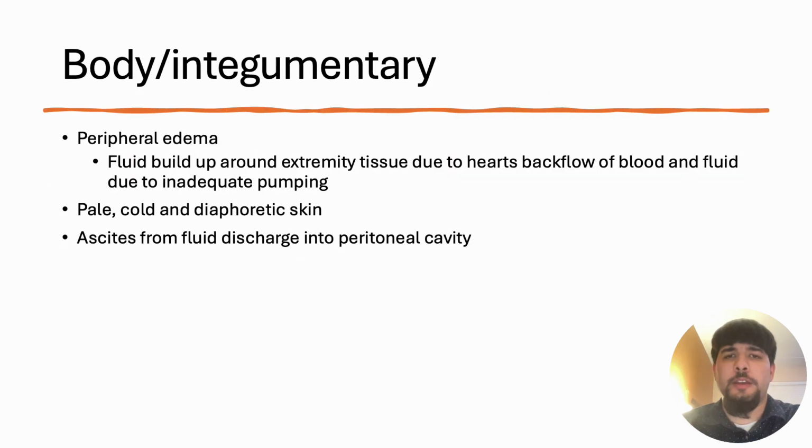Now we're going to look at the body and the effect CHF has on the integumentary system. It causes that peripheral edema, fluid buildup around extremity tissue due to the heart's backflow of blood and fluid due to inadequate pumping. It can also cause pale, cold, and diaphoretic skin, and also it can cause ascites from the fluid discharge going into the peritoneal cavity.